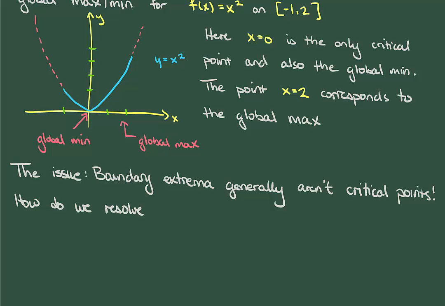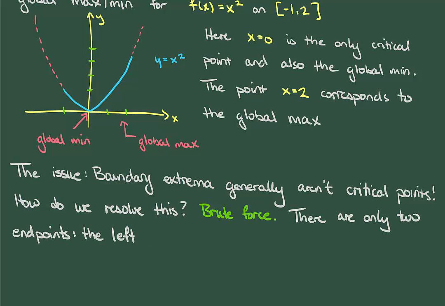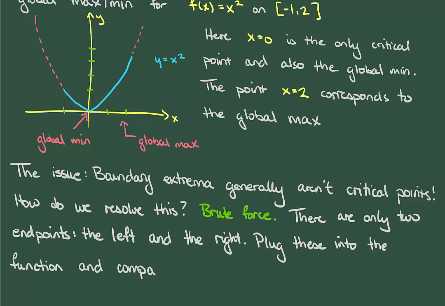So, how do we deal with this? The answer, brute force. An interval only has two endpoints, right? The left side and the right side. So we can just plug these endpoints into our function and return their values. Then we compare these to the results of our interior critical points to find the global max and min. Now, of course, this won't generalize when you start doing optimization problems in higher dimensions, but for now, we're just grateful that we're working in a single dimension.